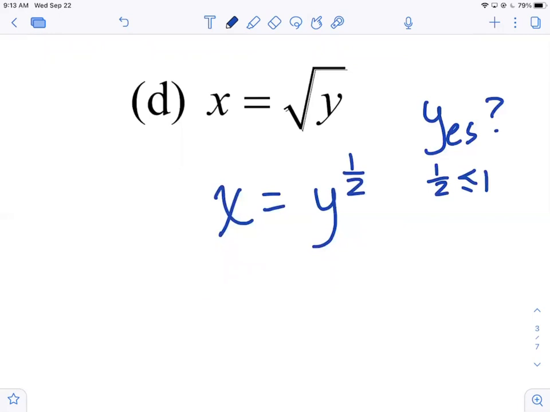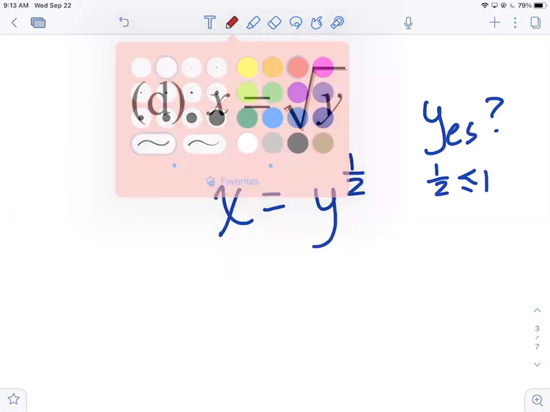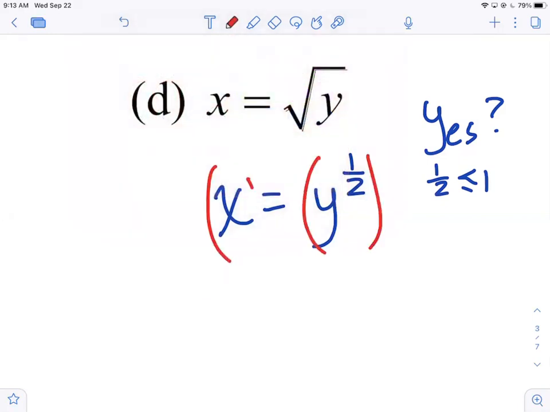How would I solve for y here? How do I undo raising something to the 1/2 power? Square it, right? Anytime you want to get rid of an exponent in a conditional equation, you just raise both sides to the reciprocal power. That's why squaring something that's square rooted works. Because what's anything times its reciprocal? 1, right? So if I do that, I get y equals x squared.